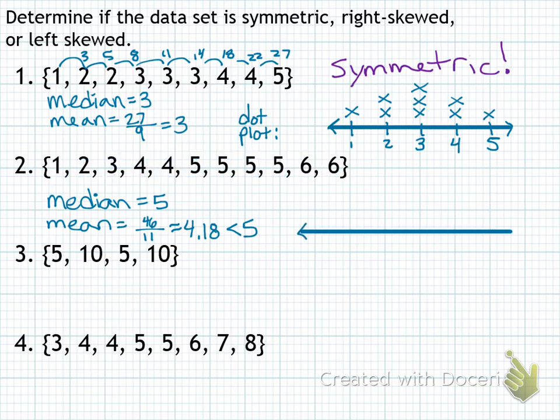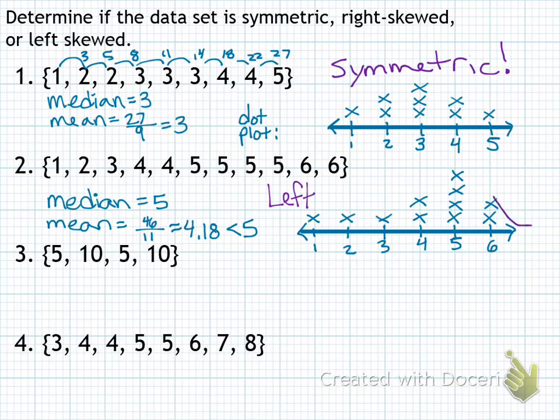On our dot plot, we could see this information visually. We have 1 one, 1 two, 1 three, 2 fours, 4 fives, and 2 sixes. So from the dot plot, we can tell as well that this is skewed to the left or left skewed.